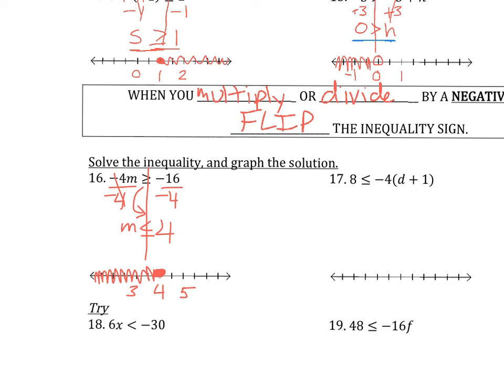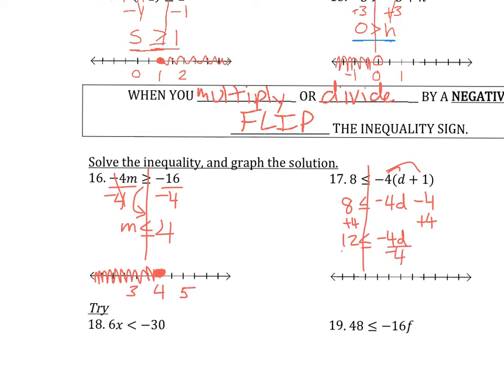Number 18, I need to distribute my negative into the parentheses. And realize I'm not multiplying both sides by a negative, so this is not where I flip my inequality sign. So 8, inequality sign stays the same. Negative 4 times d is negative 4d. Negative 4 times 1 is negative 4. And then I just proceed with my opposite operation. So I add 4 to both sides. 12 is less than or equal to negative 4d.